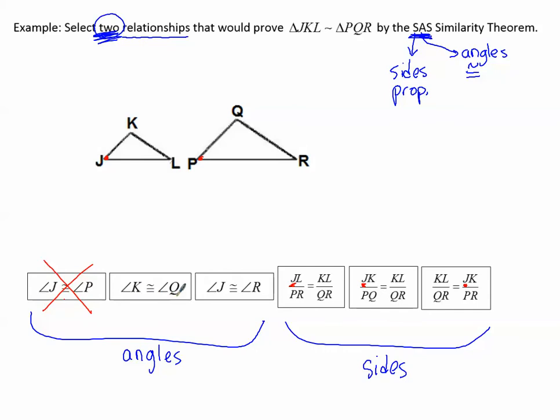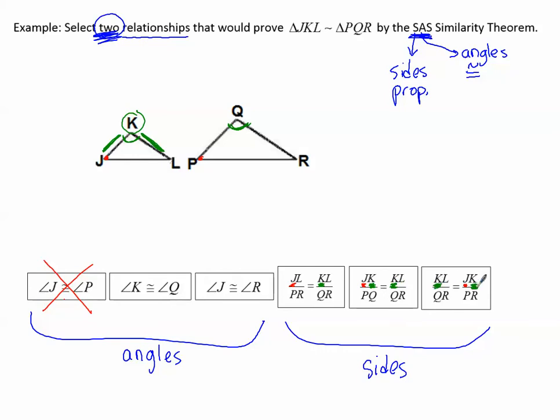K congruent to Q. Okay, well, tentatively, let's mark angle K congruent to angle Q. So remember, that would mean I need side KJ and side KL. I'd have to see the K appear twice in the proportion. Here the K does not appear twice. I only see it here. Here I do see the K appear twice. And in the last one, I also see the K appear twice.